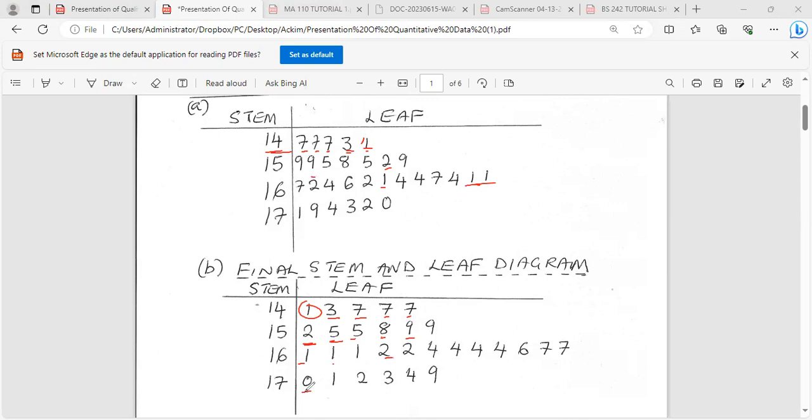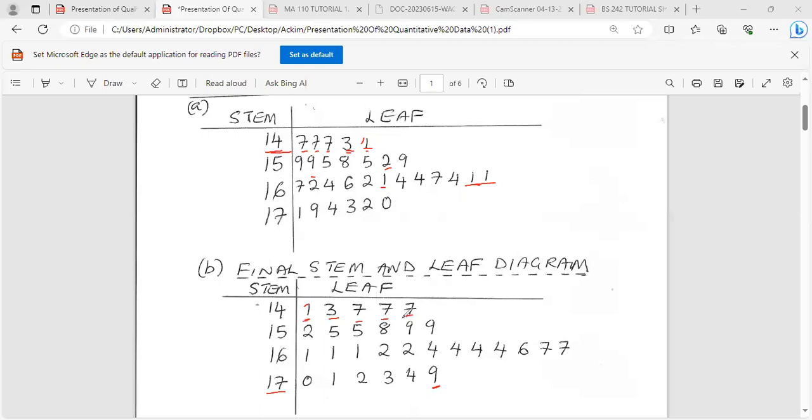So this is the final stem and leaf that we have arranged. It means here you write the data now in ascending order. Even if someone asks what are the numbers that you have, with just this one you will say the smallest is 141 and the largest is 170-something. Here the numbers are in ascending order. So you can see that you have 141, 143, 147, 147, 147.